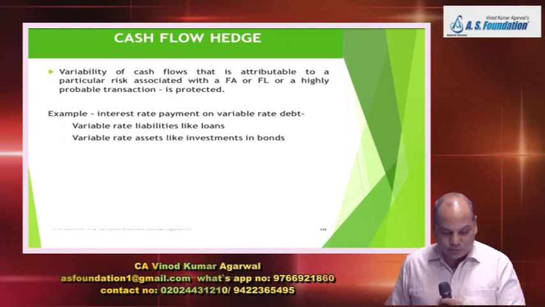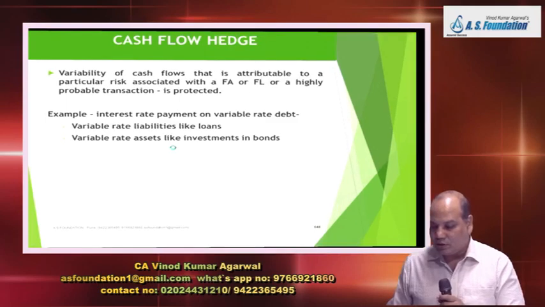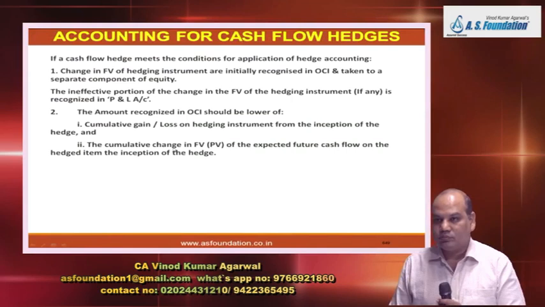Okay. So what is a cash flow hedge? Variability of cash flow that is attributable to a particular risk, associated with a financial asset or financial liability or a highly probable forecast transaction is protected. Is it right? So in short, the hedge to protect the variability in cash flow. Example, interest rate payment on variable rate debt, variable rate liabilities like loan, variable rate asset like investment in bonds, where the interest rate is variable, or any contract that we are going to enter into future, like purchase, sale in future.